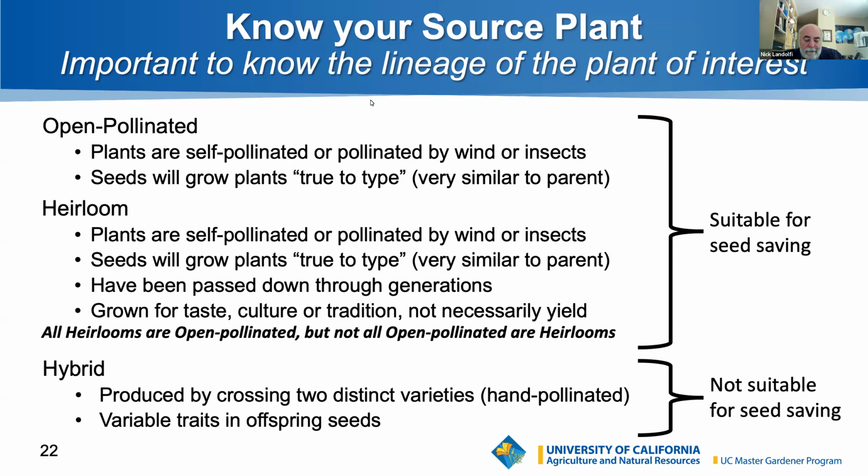Hybrid plants are very different. They are produced by crossing two distinct varieties and are hand-pollinated by the seed company. This produces a seed that will yield a hybrid plant that possesses characteristics of both parent plants. Hybrid plants are also referred to as F1, shorthand for first filial generation. Popular hybrid or F1 tomato varieties include Sun Gold, Better Boy, and Celebrity.